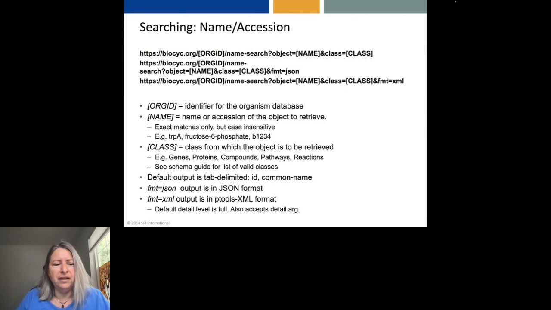By default, you get output here in tab delimited text format, which will list the ID and the common name for each of the matching objects if there's more than one. You can also specify that you want the result in either JSON or XML format by using one of these other invocations. When you get it in XML, you get your ptools XML format, which gives you full detail level by default for all matching objects, if there's more than one, or the one matching object. But you can also supply the detail argument if you do not want that.